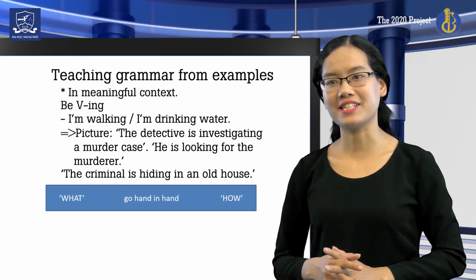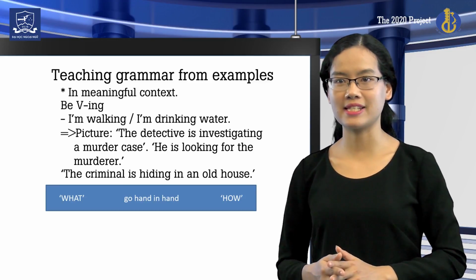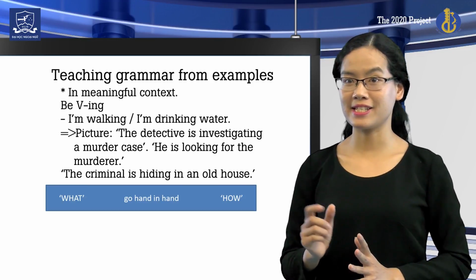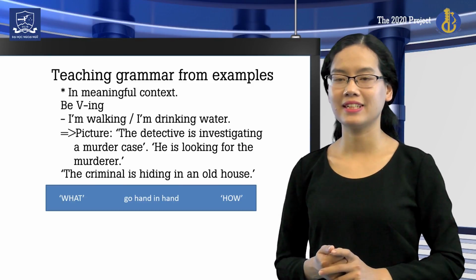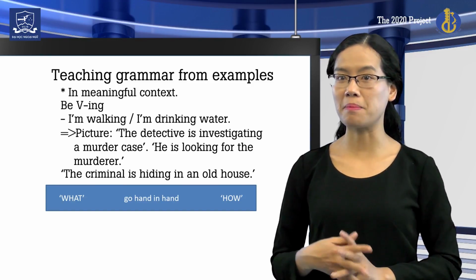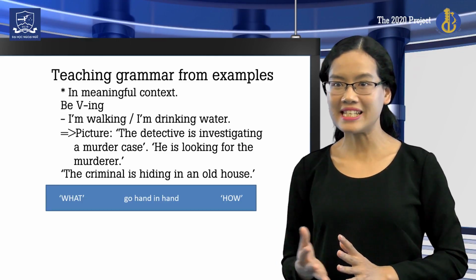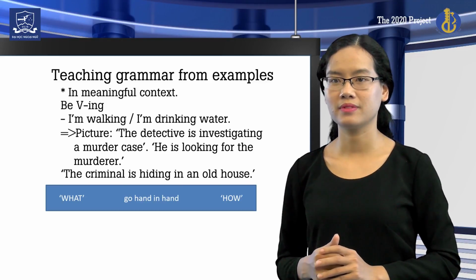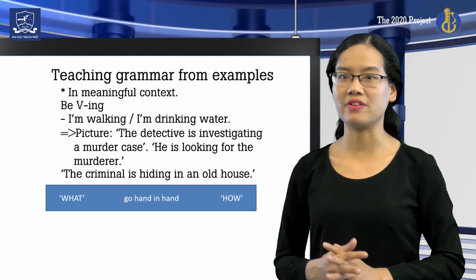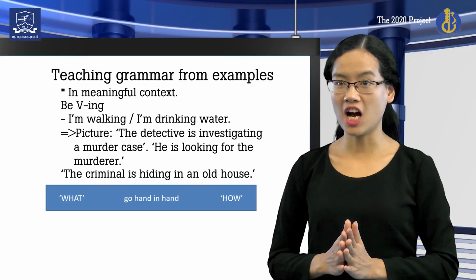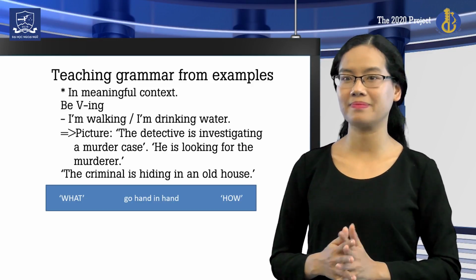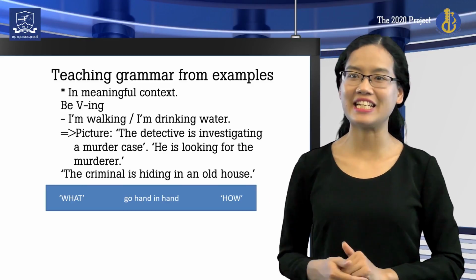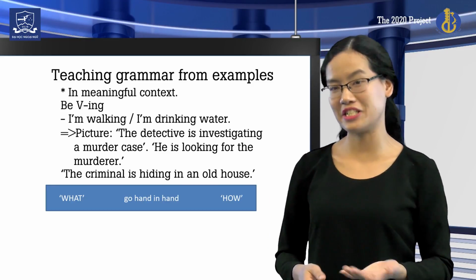So, instead, teachers could set a context of a criminal case and say, look, this is Detective Sherlock Holmes. He is investigating a murder case. What is he doing? He's looking for the murderer. Where is the criminal? The criminal is hiding in an old house. In doing this, students have better understanding of the function of present continuous.